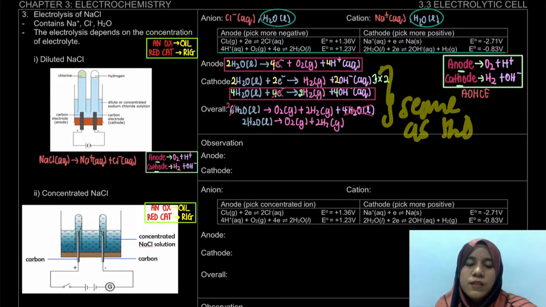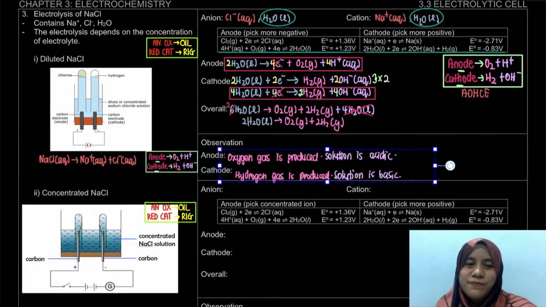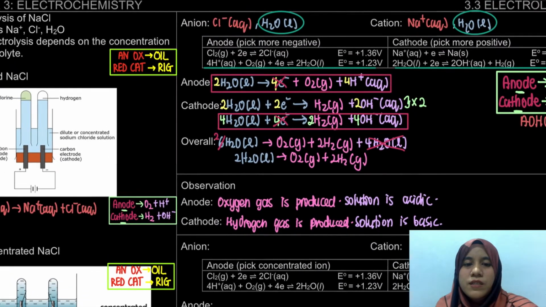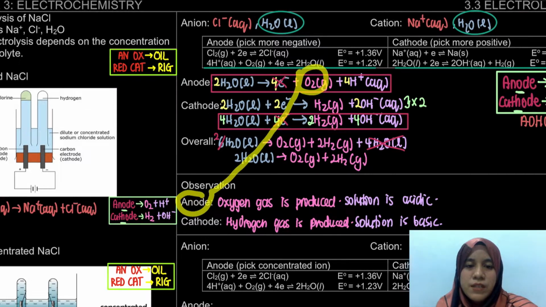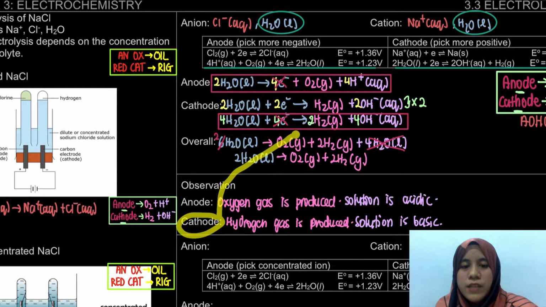As it is the same as the water one, I'm going to copy and paste it here. So that is for the case of electrolysis of dilute NaCl. Remember, the observation must follow the equation. So that is for the anode. And then the cathode: H2 gas and OH minus. The solution is basic.